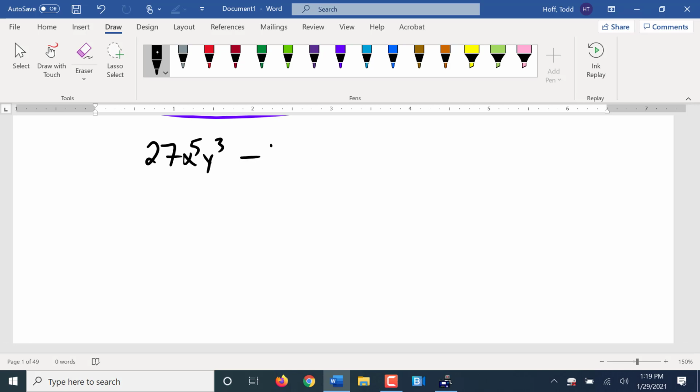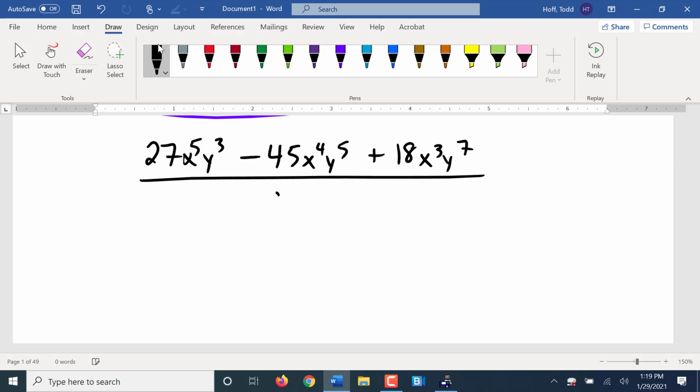So something like 27 x to the fifth, y to the third, minus 45 x to the fourth, y to the fifth, plus 18 x to the third, y to the seventh, divided by 9 x to the third, y to the third. Remember, we saw examples like this with whole numbers last week where we just had 936 divided by 3. We could just divide each digit.